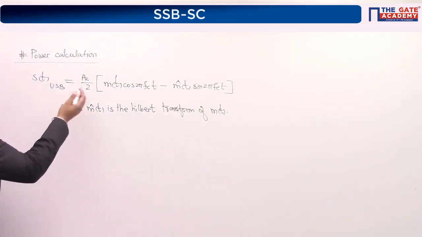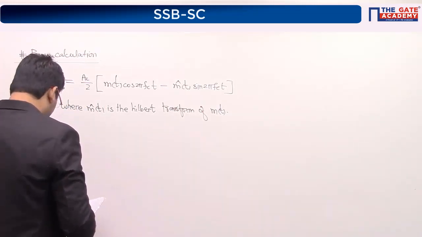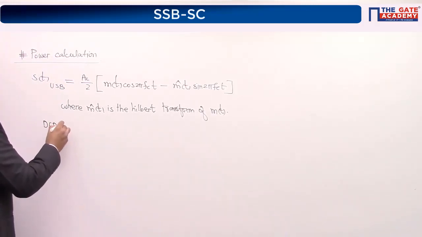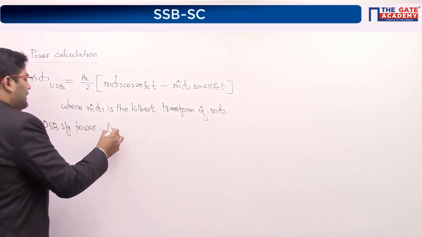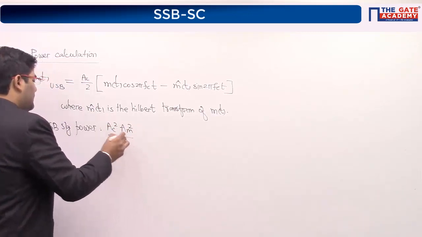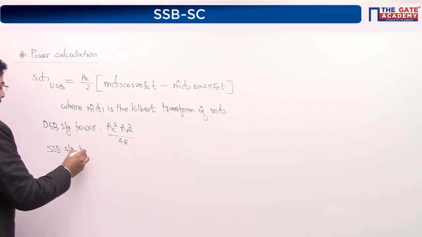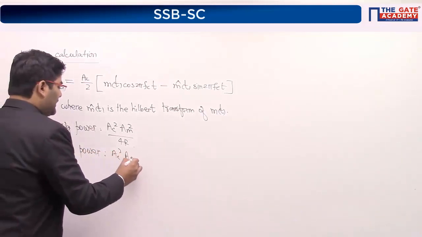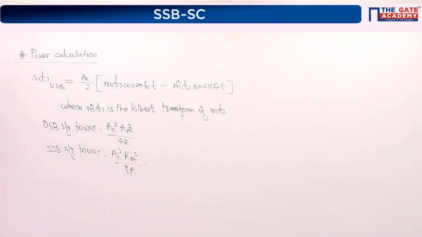So how will you find the power? Simple. To find power, right, we'll use the DSB thing. So DSB signal power is what? If you recall, it was AC square AM square by 4R. So if I want to find single sideband signal power, it will be what? AC square, only one sideband, so we have to divide by 2. See?